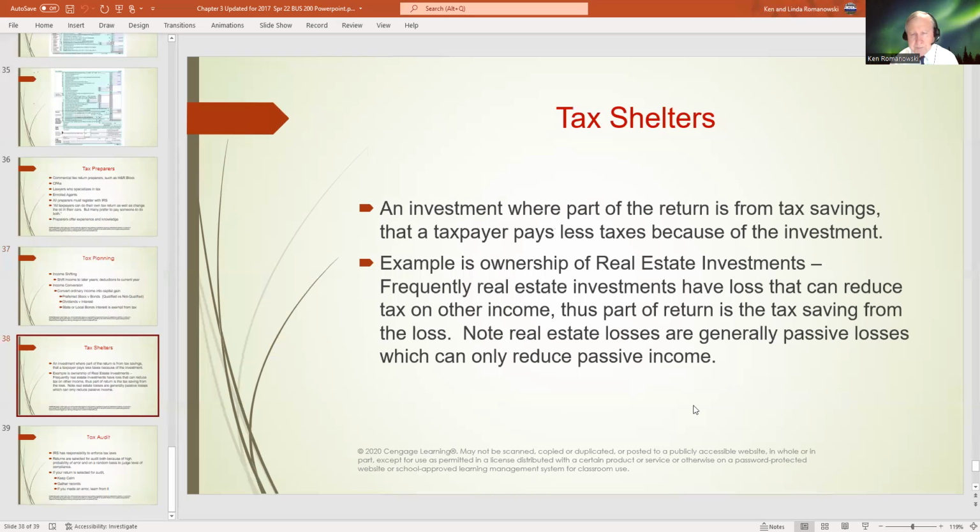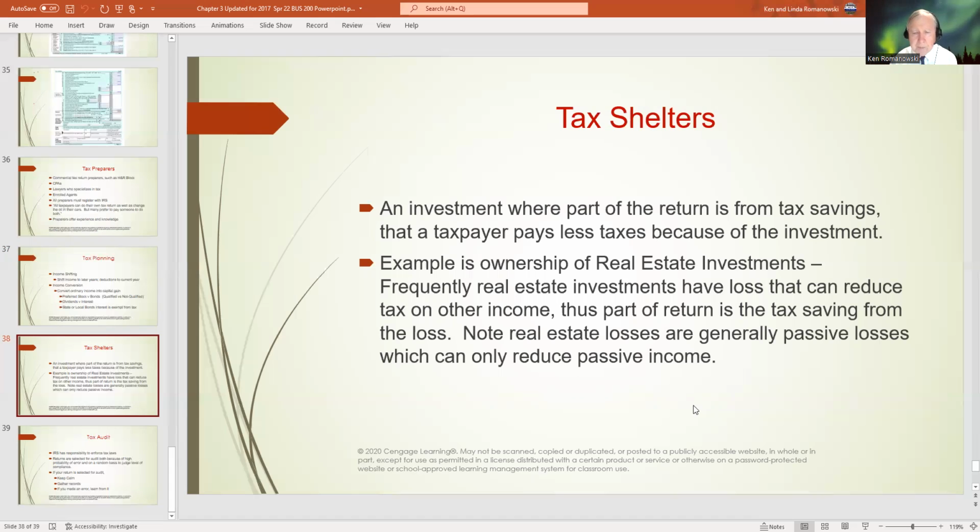Two more items. You may hear the term tax shelter. A tax shelter is an investment where part of the return is from tax savings, so a taxpayer pays less taxes because of the investment. An example is ownership of real estate investments. Frequently, real estate investments have a loss that can reduce tax on other income. Thus, part of your return is the tax savings that you get from the loss. Note that real estate losses are generally passive losses, which can only reduce passive income.